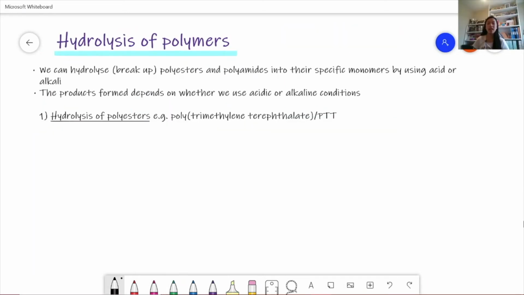Now we're going to look at the hydrolysis of polymers. So we can hydrolyze or break up polyesters and polyamides into their specific monomers by using acids or alkalis. And the products formed depend on whether we use acidic or alkaline conditions. So first we're going to look at the hydrolysis of polyesters, and we're going to use the example of PTT.